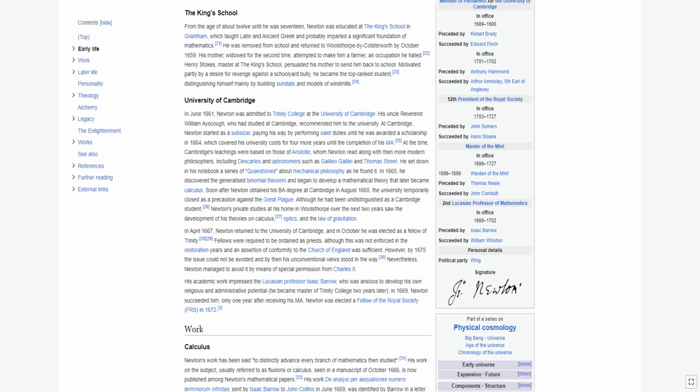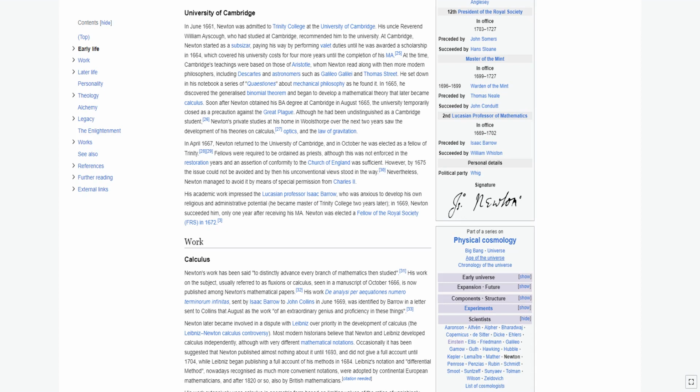From the age of about 12 until he was 17, Newton was educated at the King's School in Grantham, which taught Latin and ancient Greek, and probably imparted a significant foundation of mathematics. He was removed from school, and returned to Woolsthorpe by Colsterworth by October 1659. His mother, widowed for the second time, attempted to make him a farmer, an occupation he hated. Henry Stokes, master at the King's School, persuaded his mother to send him back to school. Motivated partly by a desire for revenge against a schoolyard bully, he became the top-ranked student, distinguishing himself mainly by building sundials and models of windmills.